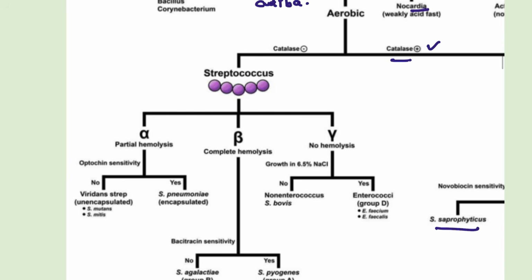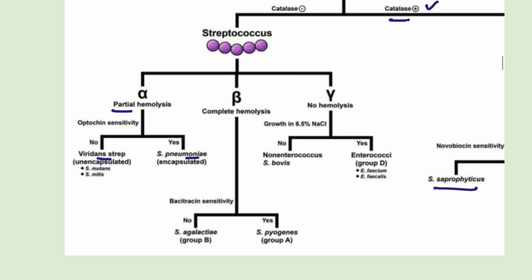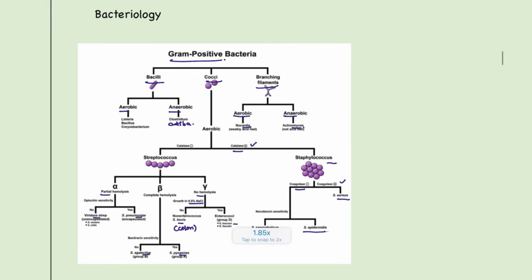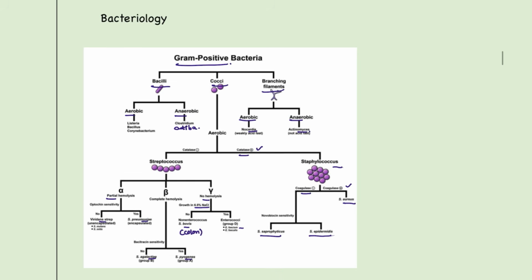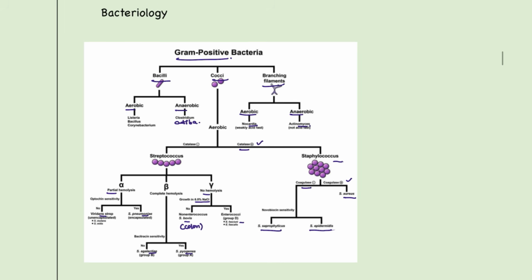Next, Streptococcus is divided based on the hemolysis. Just now we discussed, if it is a partial hemolysis, it could be viridans or pneumoniae. Complete hemolysis, it could be agalactiae or pyogenes. No hemolysis at all, then we are going to check with the 6.5% NaCl, whether it is Strep bovis, a colon carcinoma pathogen, or it could be enterococci, which has Enterococcus faecium or faecalis. These are some of the examples for the gram-positive organisms.